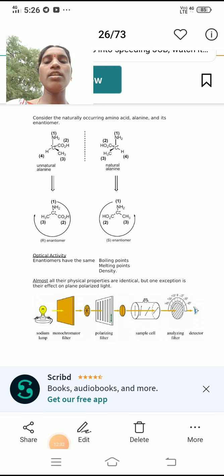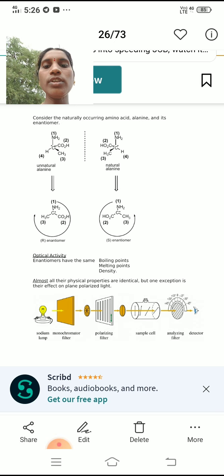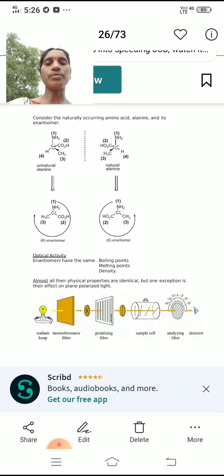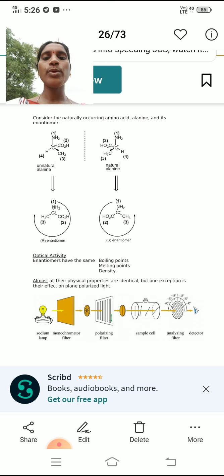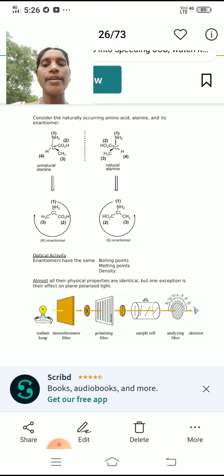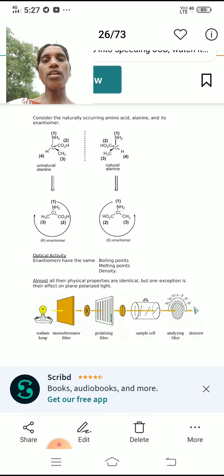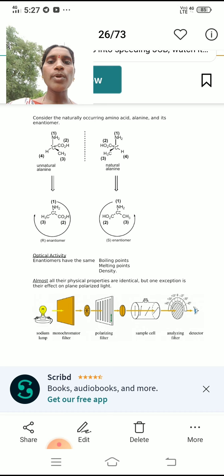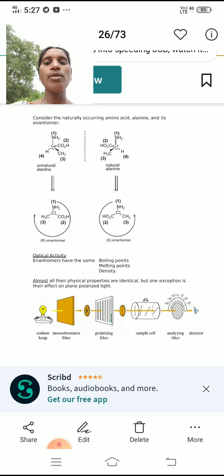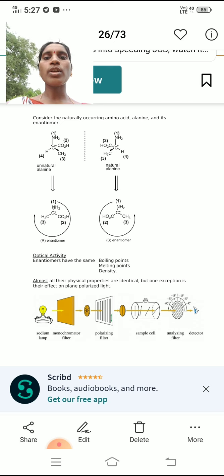Next, let us discuss optical activity. Enantiomers have the same boiling points, melting points, and density. Almost all their physical properties are identical, and chemical properties are also identical, but one exception is their effect on plane polarized light. So what is meant by plane polarized light?